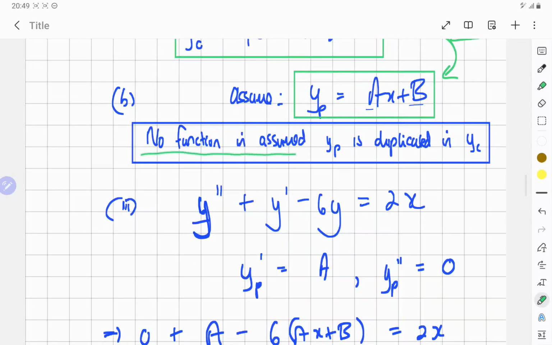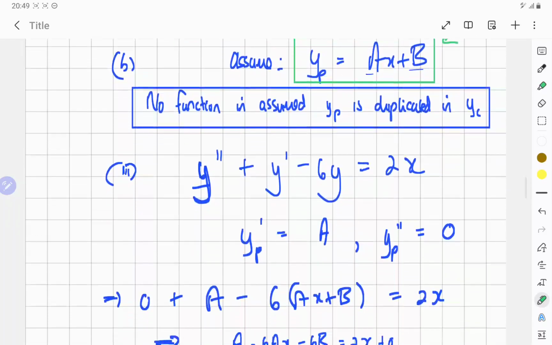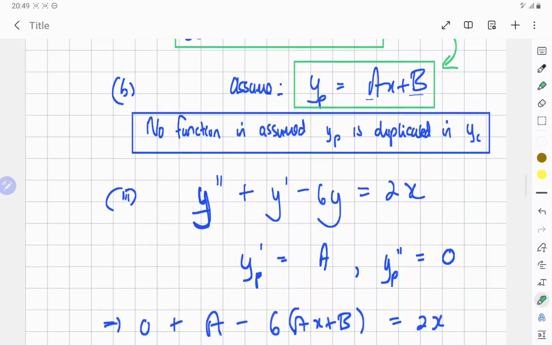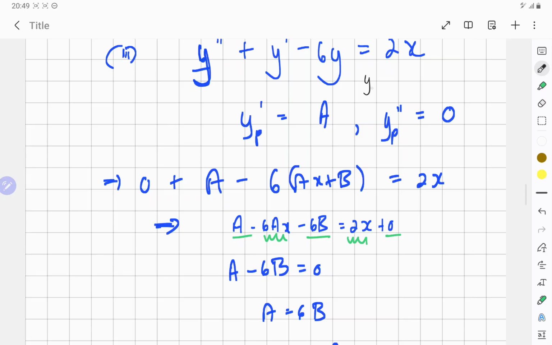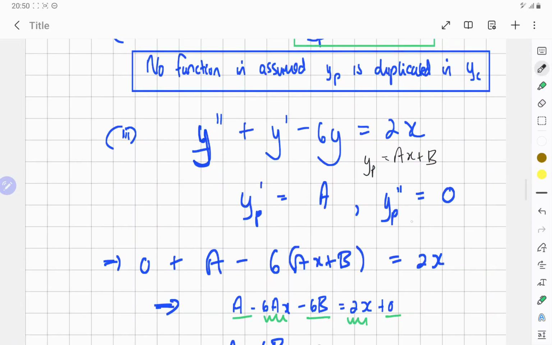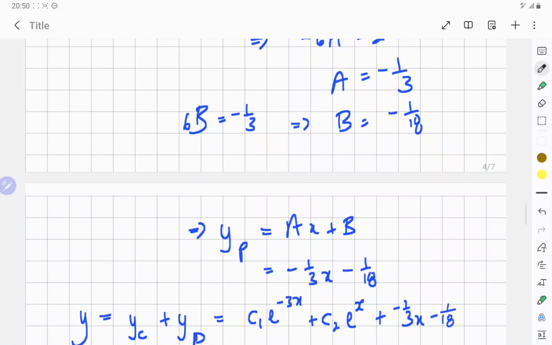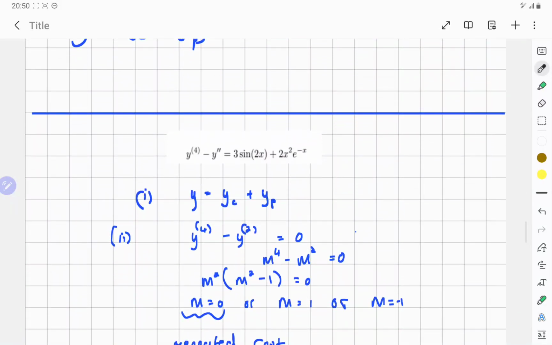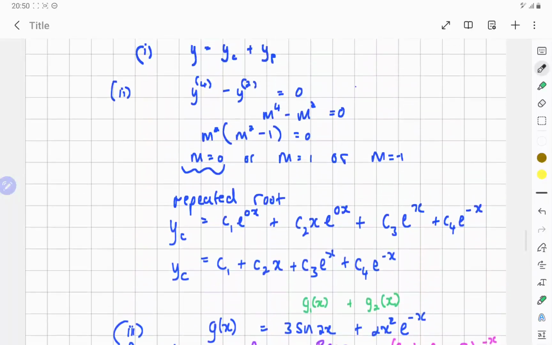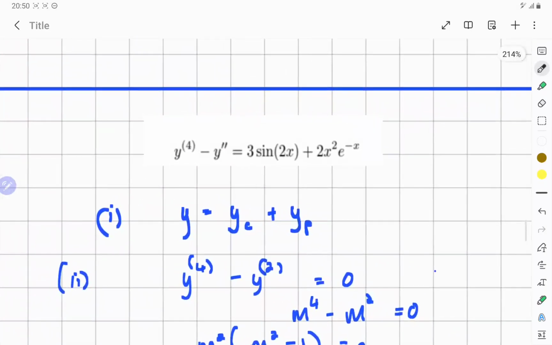So no function in the assumed yp is duplicated in the complementary. So that means that we are safe to use yp as ax plus b. I will just explain later what I've done in these steps. I just want you all to really understand first what we are doing here with the particular solution. Let's look at this example quickly.